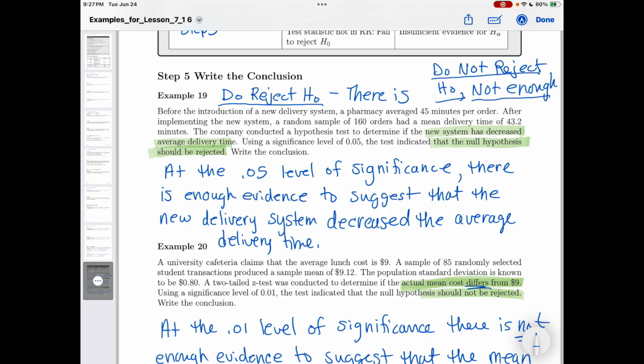So this lesson was probably pretty tough for you. It's a lot to take in at once. But in the next lesson, we're not going to learn anything new. We're just going to go through full hypothesis testing examples so that we can put all of this together and you can make sense of it.